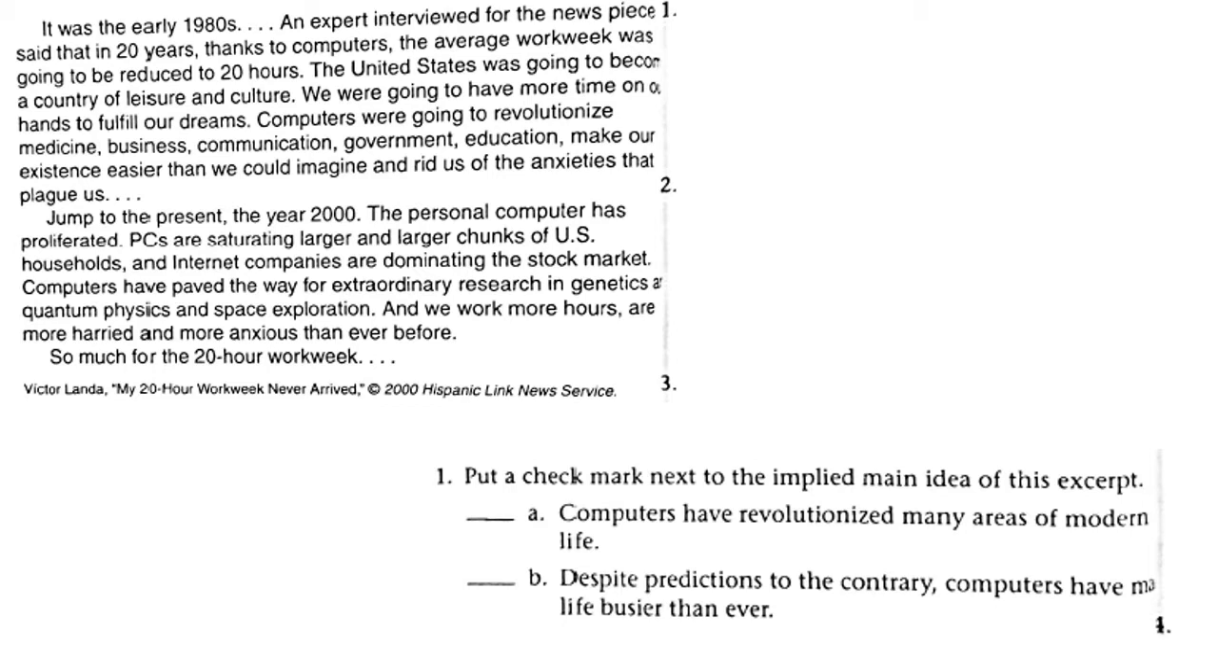So put a check mark next to the implied main idea of the excerpt. Now, when we're looking for the main idea, it has to be something that is true, has to be something that is a main point, not a detail, and it has to be something that's based on the passage. The two options are that computers have revolutionized, that means changed completely, many areas of modern life. The second one is despite predictions to the contrary, to the opposite, computers have made life busier than ever.